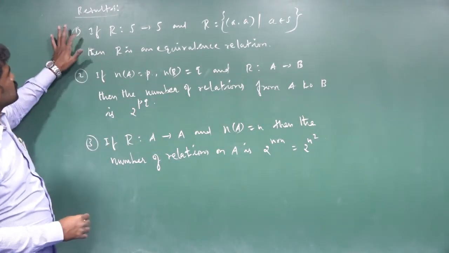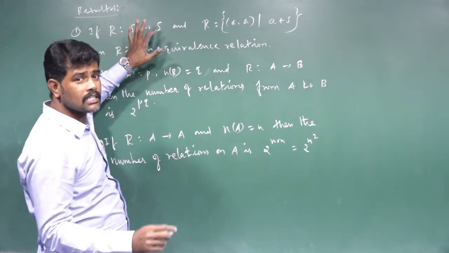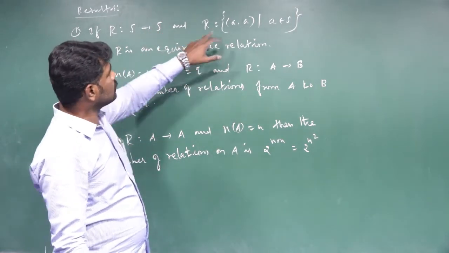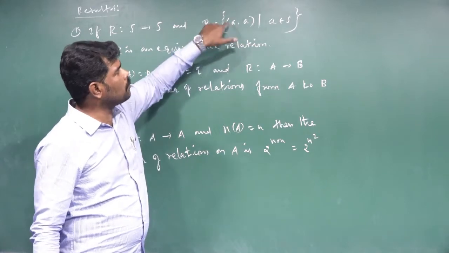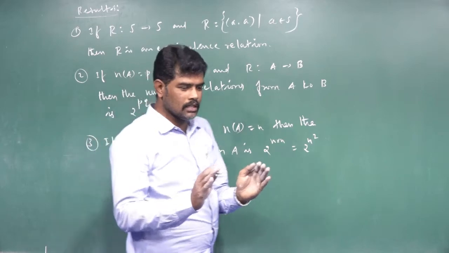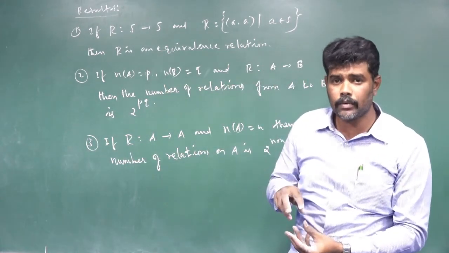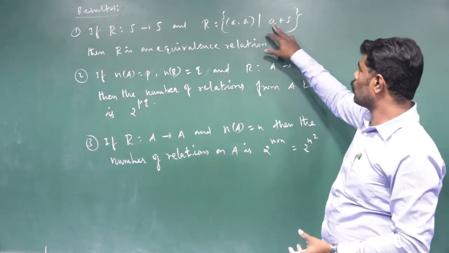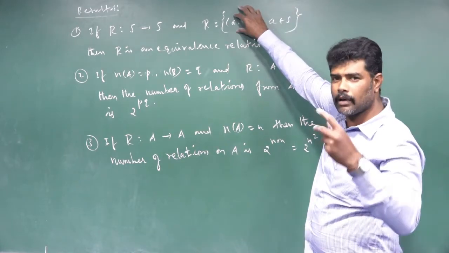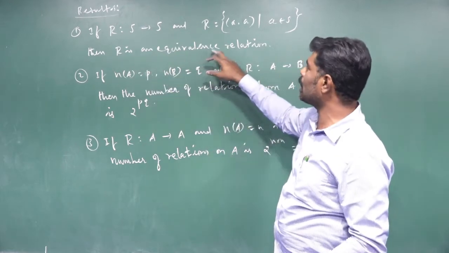In this, the first point is about a relation R on the set S. See that R is equal to the set of all pairs A comma A, where A belongs to S. So here the whole relation R consists of pairs with the same elements. However many elements are there in A, we fix all those elements as the same-element pairs here. Then the relation R is called an equivalence relation.